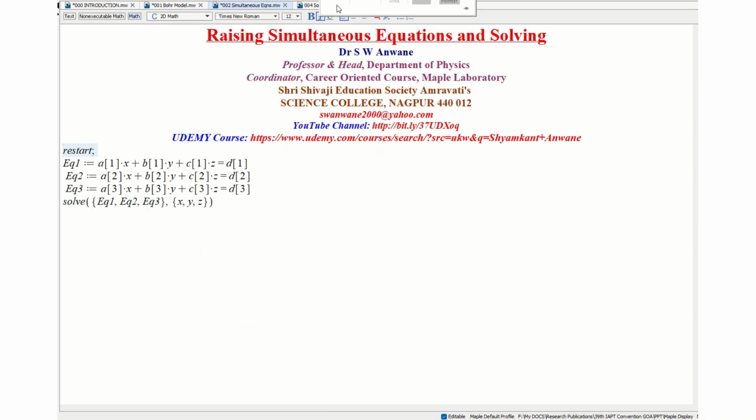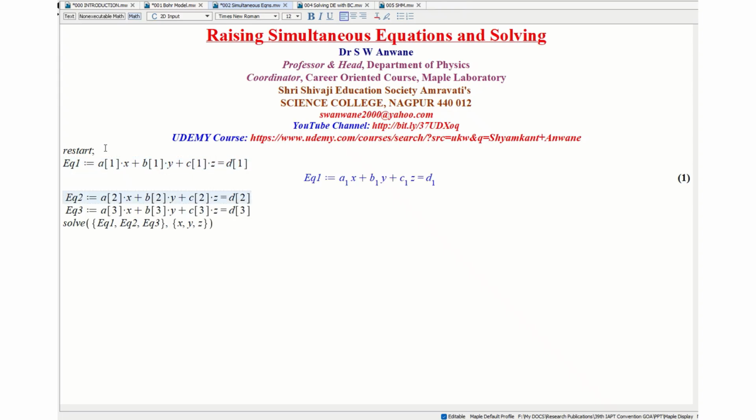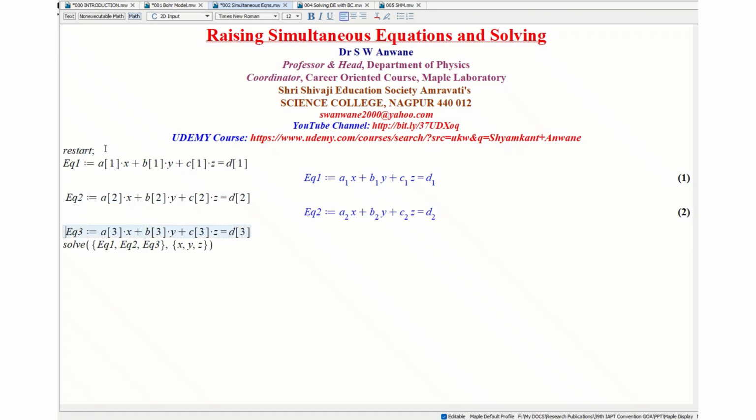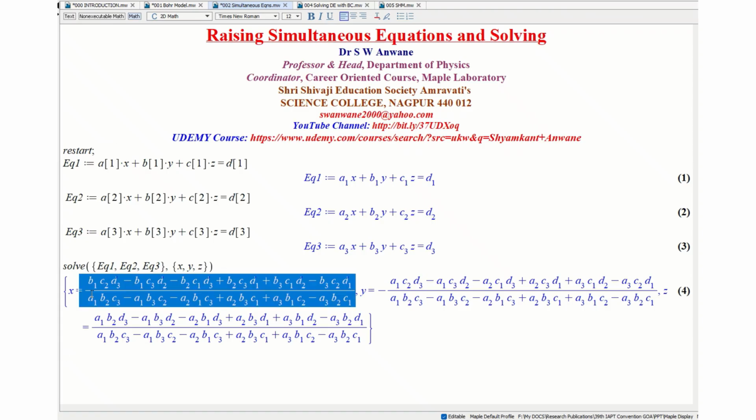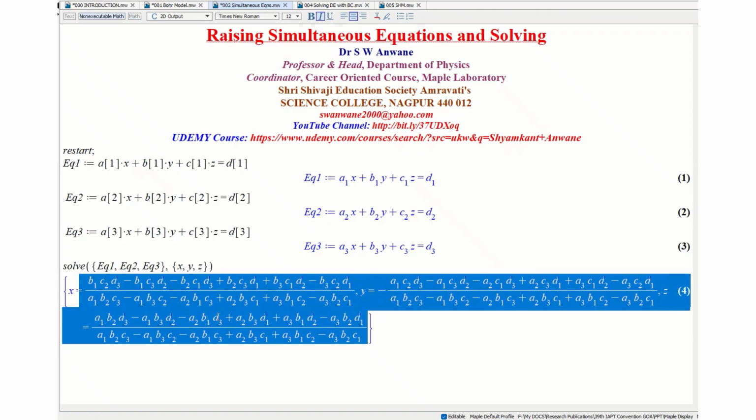We have learned to solve simultaneous equations using Cramer's rule. Here we are exploring Maple to write equation number 1, a1x plus b1y plus c1z equal to d1. Similarly for a2, b2, c2, d2 components, a3, b3, c3 and d3 components, we can ask for the solution. This solution is what we write in the form of determinants, Cramer's rule.